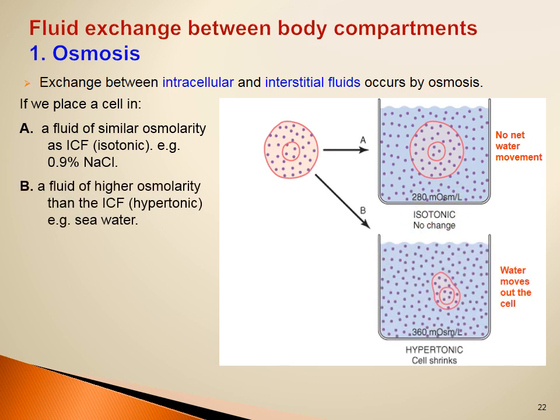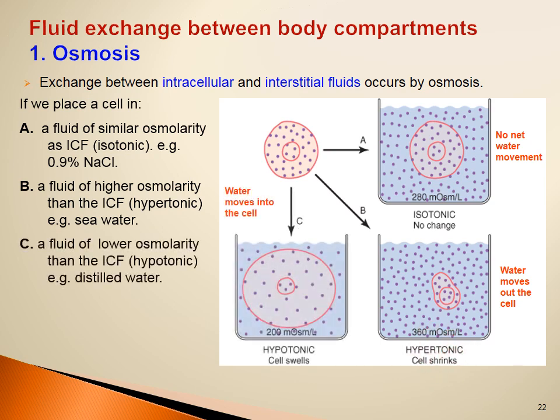And if I place this cell in a solution that is hypertonic, or has an osmolarity higher than the intracellular fluid, seawater as an example, in this case the osmolarity of this fluid is much higher than the osmolarity of the intracellular fluid, and here the osmotic pressure gradient will favor the net movement of water molecules from the cell to the solution, and this will lead to the shrinkage of the cell.